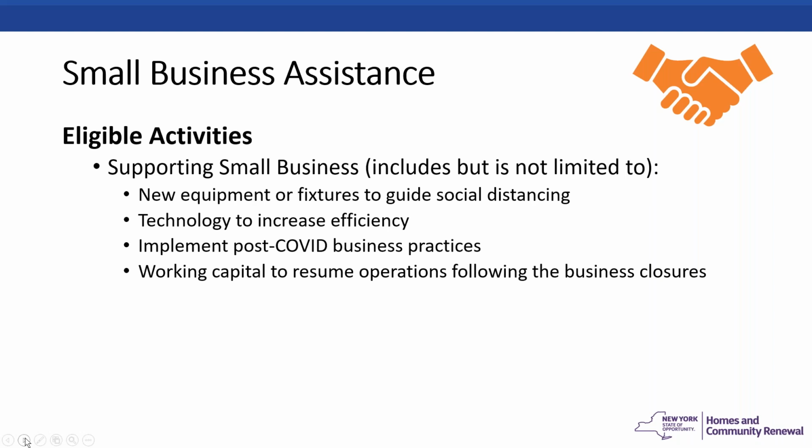But you can see on the slide: new point of sale equipment to allow social distancing, working capital to help market new digital offerings of a product or service, soft costs such as rent, insurance, and inventory to help stabilize the business, purchase of equipment or hiring employees to maintain new cleaning protocols.